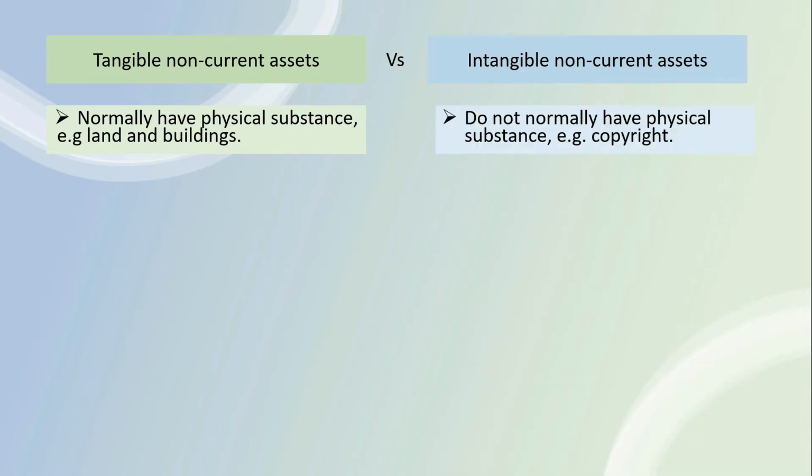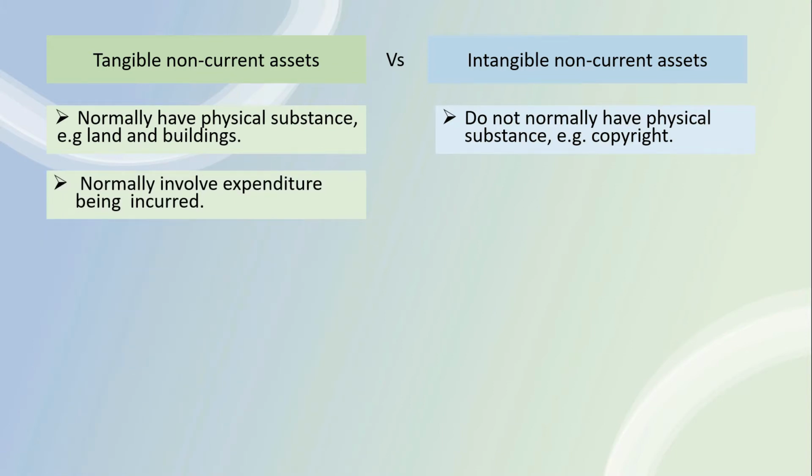An intangible non-current asset has no physical substance. For example, copyright. You know you need to pay for the copyright, but you don't know what the copyright looks like. As for the expenditure incurred, all the tangible non-current assets incurred when purchased are considered expenditure that we incurred.